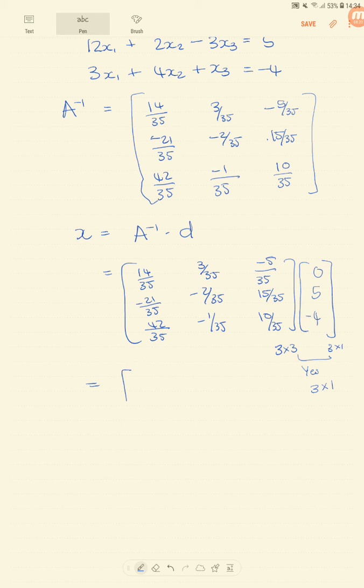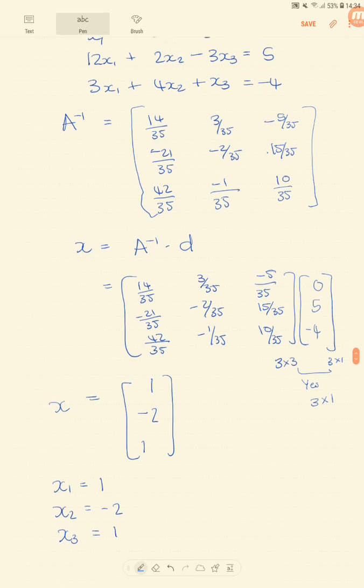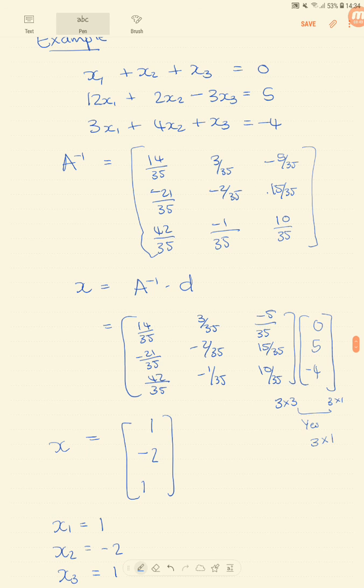If you calculate this, it is equal to 1, minus 2, and 1. So x is equal to 1, minus 2, and 1, which means x1 is equal to 1, x2 is equal to minus 2, and x3 is equal to 1. If we replace these values into our equation, 1 plus negative 2 plus 1 is equal to 0. So we know we've calculated this correctly.